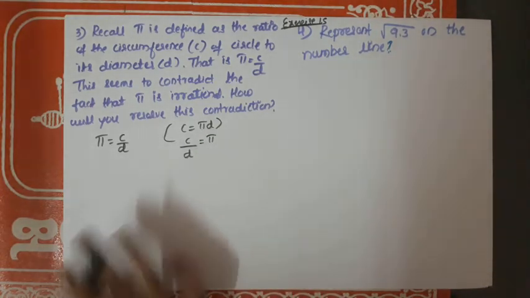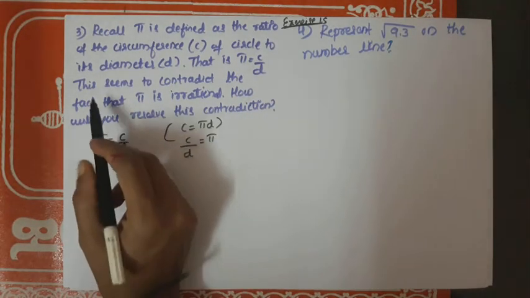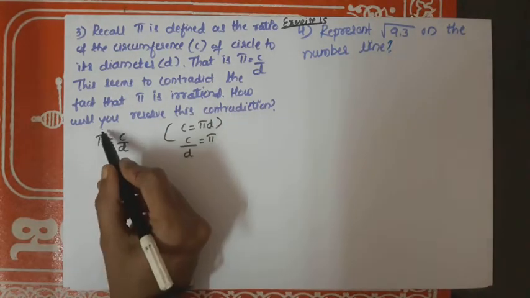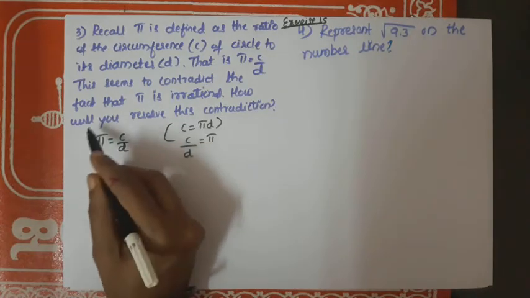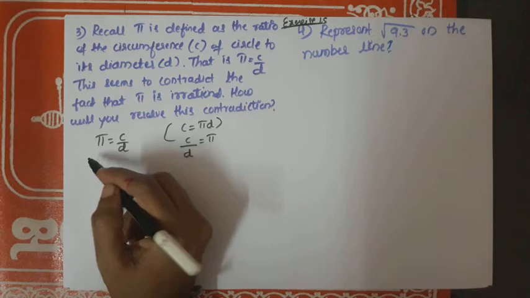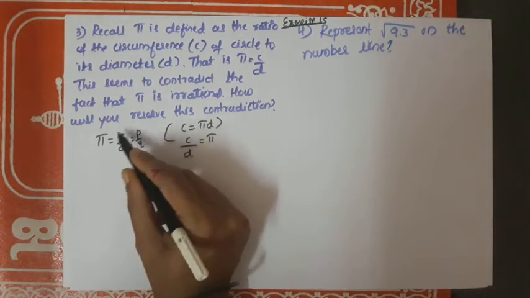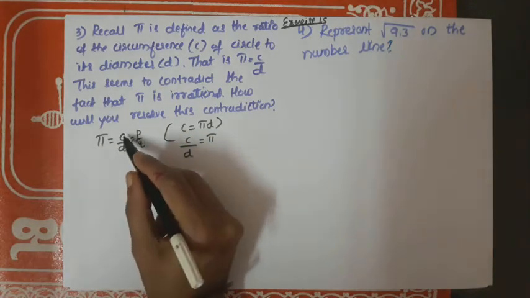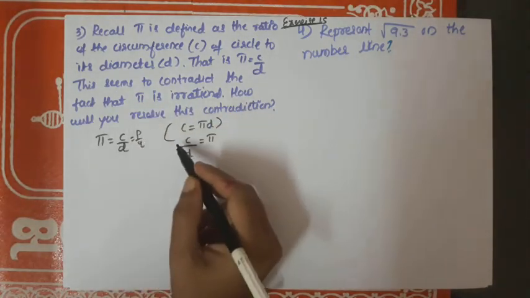So here, what they have given is pi is equal to c by d. This seems to contradict the fact that pi is irrational. Yes, we know pi is irrational, but the formula seems to contradict it, because c by d is in the form of p by q, that is, it is rational. But we know pi is irrational, while c by d is in the form of a rational. So how will you resolve this contradiction?